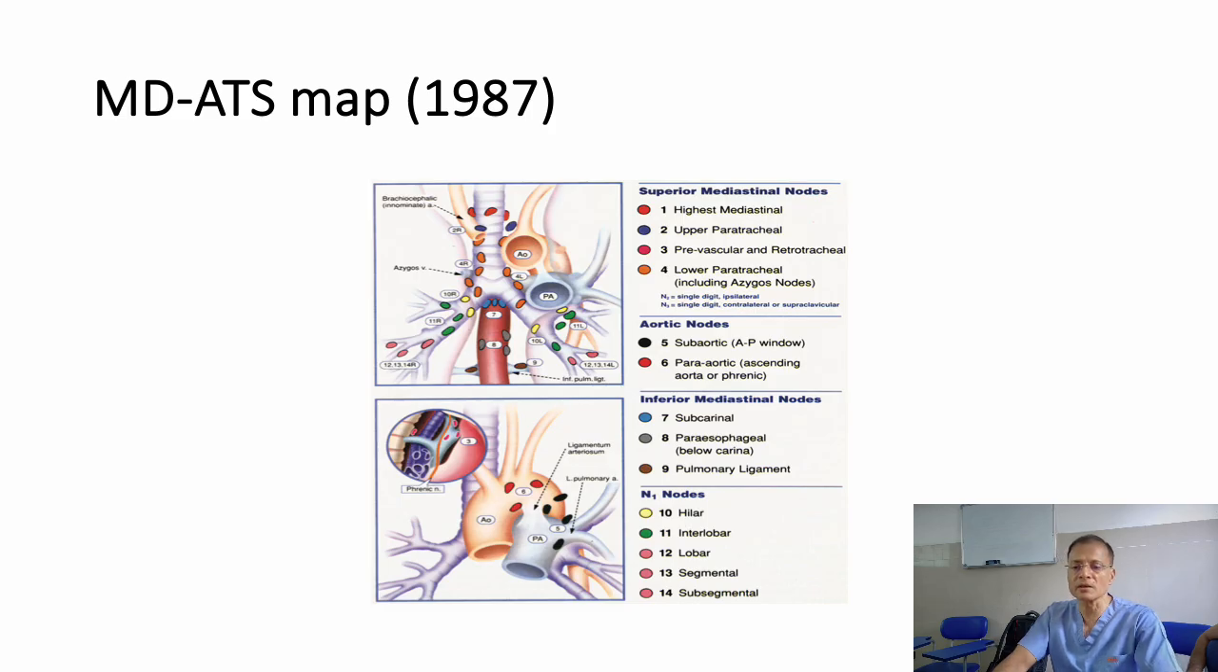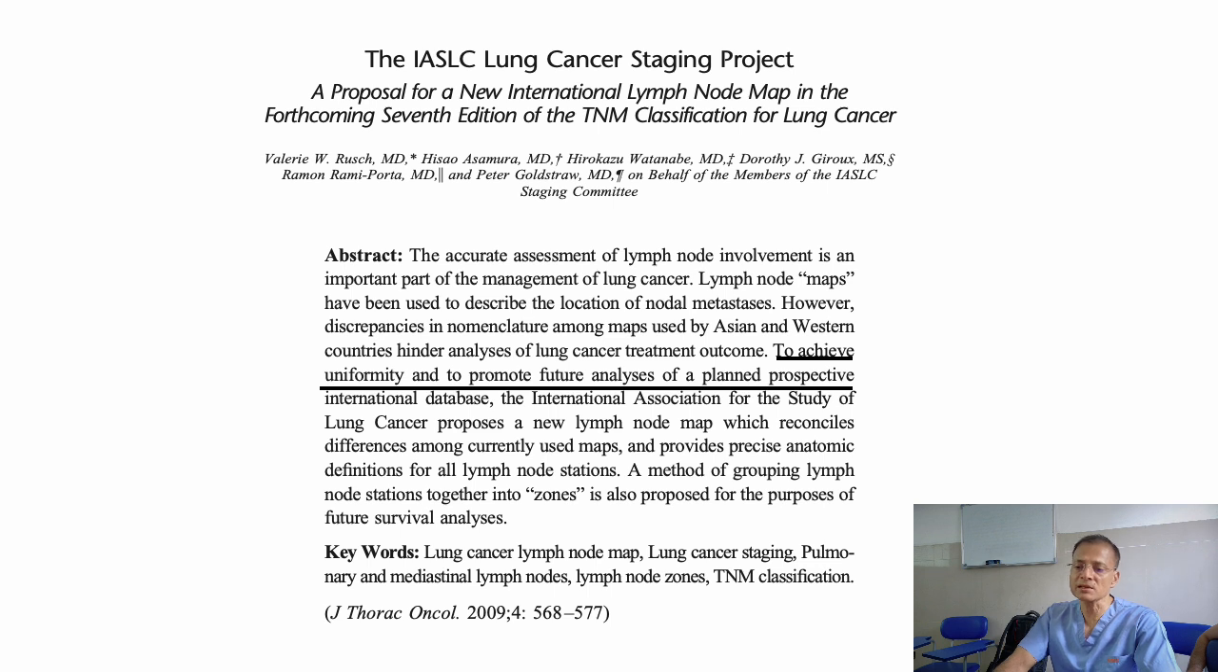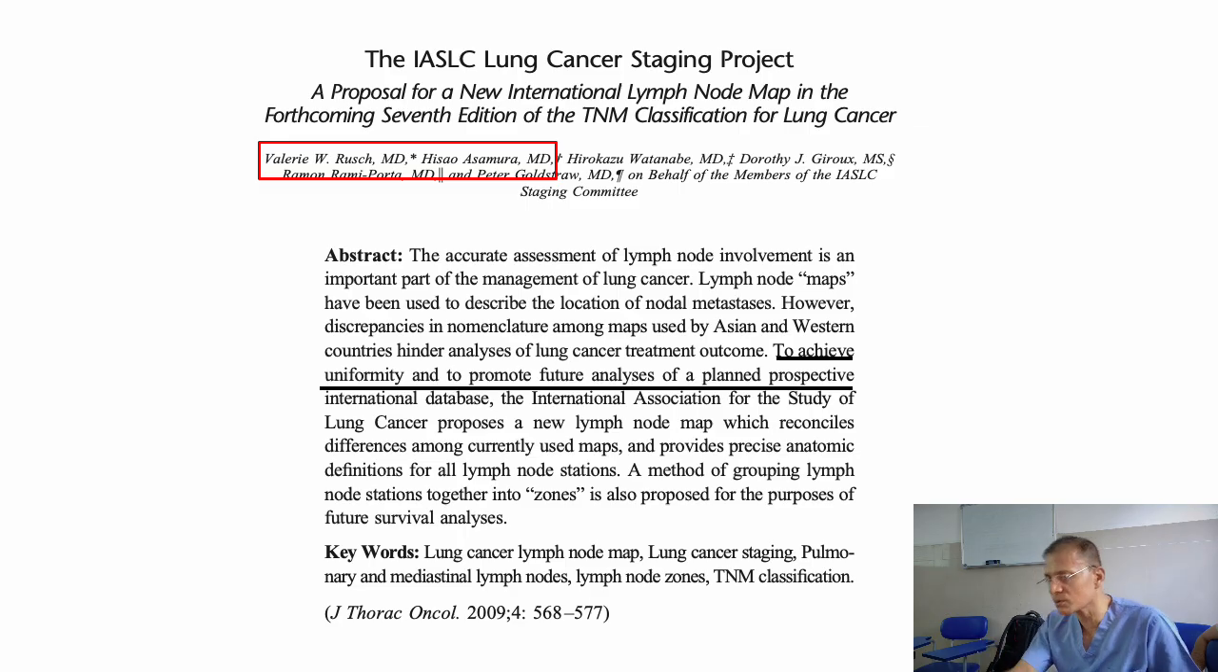Again, in 1987, this Mountain-Dresler map was also popular for quite a long time. Then lastly, in 2009, it was published in the Journal of Thoracic Oncology, and I'm proud to say there were two of my mentors involved, Valerie Rusch, who is the author of the sixth edition also. You can see the book here. Valerie Rusch is one of the editors here. And also Asamura, who comes from the National Cancer Center, Japan. Both of them were my mentors, and they put their input into this IASLC lymph node mapping system or staging system for lung cancer.